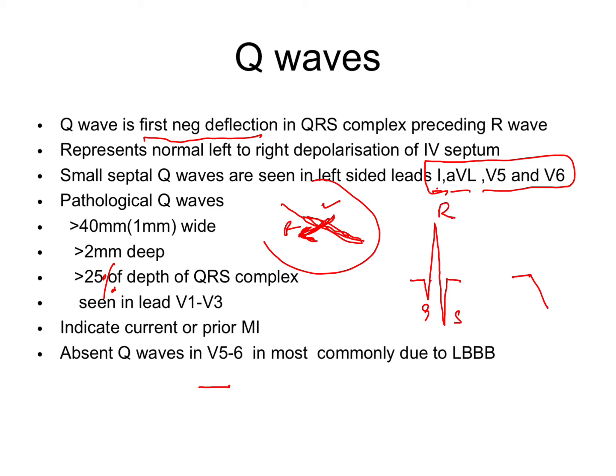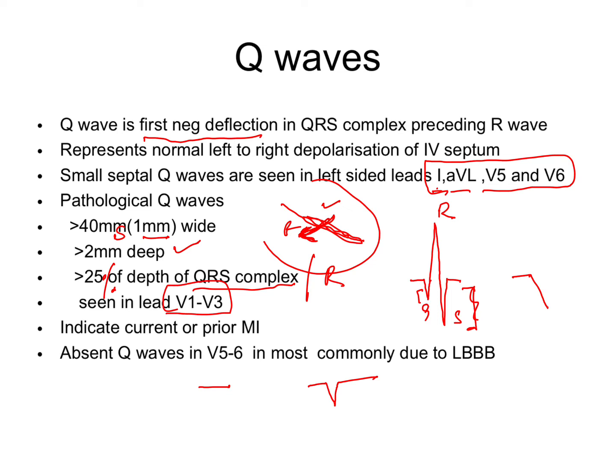We say a pathological Q wave when the width of the Q wave is more than 40 milliseconds, or more than 1 mm, or more than 1 small square wide. If they are more than 1 small square wide, we call them a pathological Q wave. Or if they are more than 2 millimeters deep, or more than 25% of the depth of the QRS complex or R wave, more than 1/4 of the QRS complex, we call it a pathological Q wave, and it is seen in V1, V2 and V3.